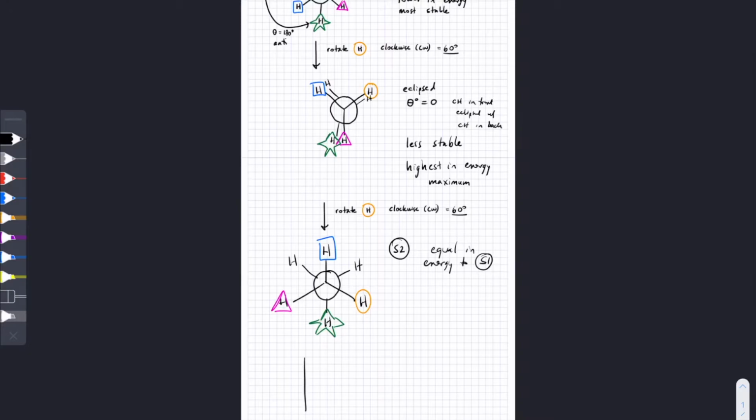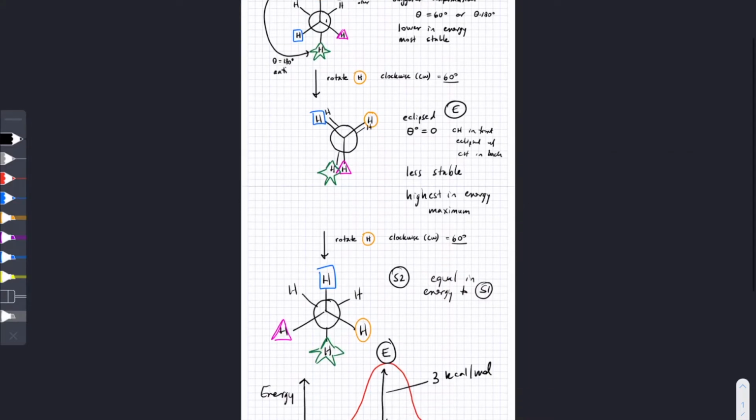If we were to put this on a potential energy diagram, with staggered conformation 1 here and staggered conformation 2 here, we would see that going from one to the other involves traversing a high energy maximum, which is our eclipsed conformation. And we would see that the difference in energy between these two is about 3 kilocalories per mole. All right, so that's great.